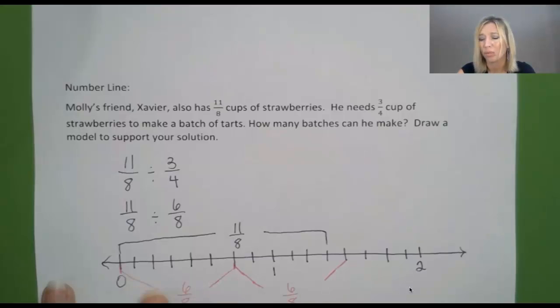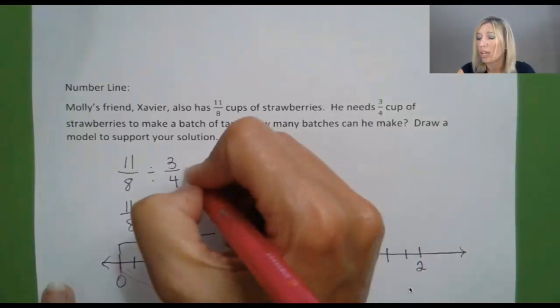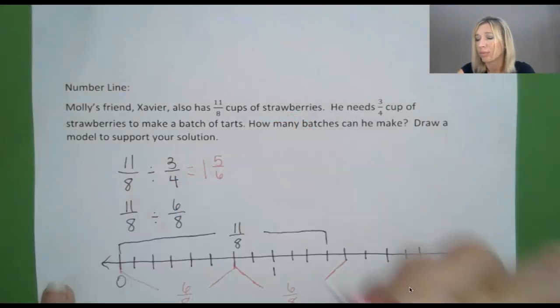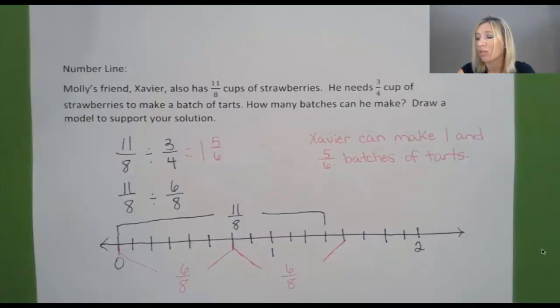Let's see. How many parts are in this group? 1, 2, 3, 4, 5, 6. And how many parts do we have? 1, 2, 3, 4, 5. So we have 5 parts out of the 6 parts that we need. So we can make one group of 6/8 and then 5/6 of another group. Our answer would be 1 and 5/6. Let's record our answer now. Xavier can make 1 and 5/6 batches of tarts. Now let's look at example 1.